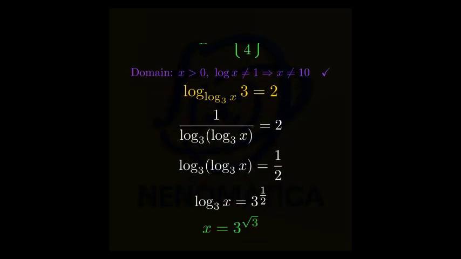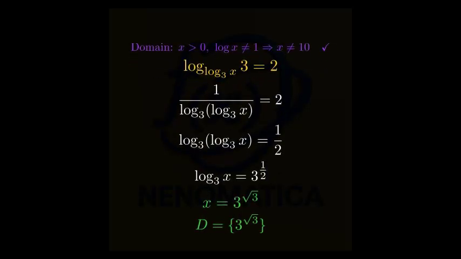Step 4. Once more, convert from logarithm to exponential form. So x equals 3 to the power square root of 3. Write the solution set. D equals the set containing 3 to the square root of 3.